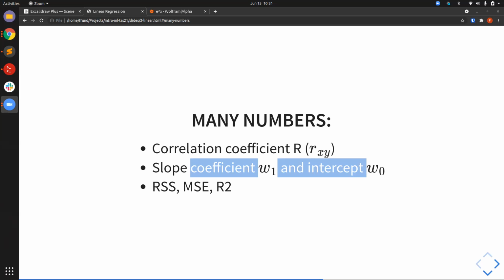I would say that the slope coefficient doesn't really tell us about how good the model is. It tells us something about the magnitude of the association that we're predicting, but it doesn't necessarily tell us how well it fits. Okay, what about the RSS and the mean squared error?